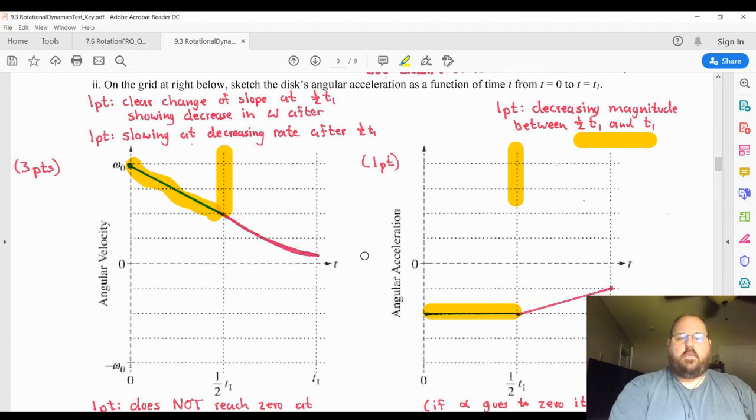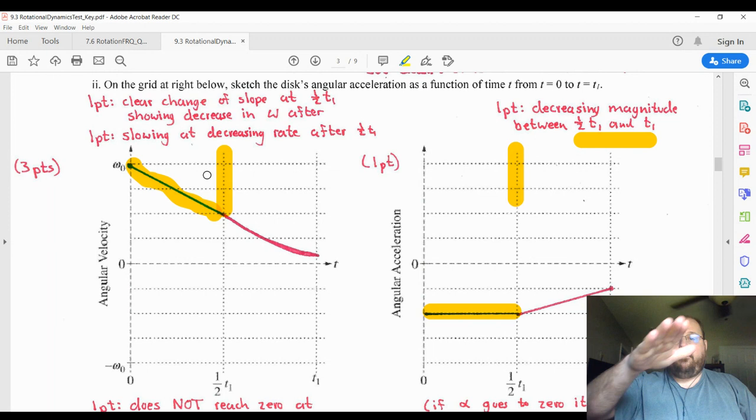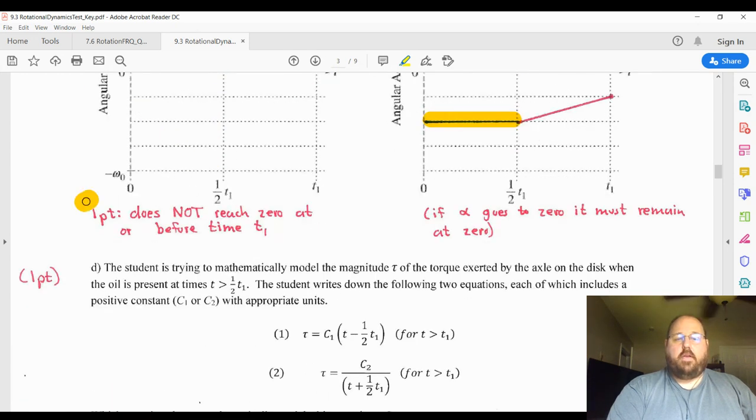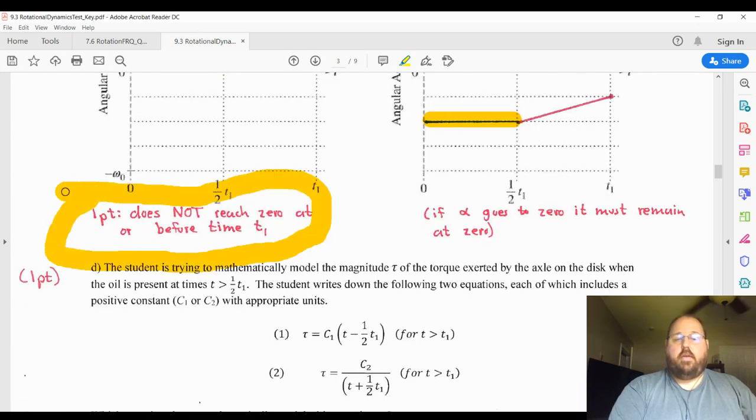Okay. So let's look at what the actual scoring says. 1 point for a clear change of slope at 1/2 T1, showing a decrease in omega after that. So showing it going down and flattening out would be that first point. 1 point showing a decreasing rate after 1/2 T1. So that's any kind of curve that shows omega getting smaller. And then 1 point for not reaching zero at or before time T1.